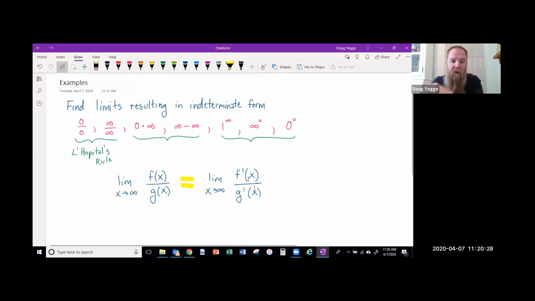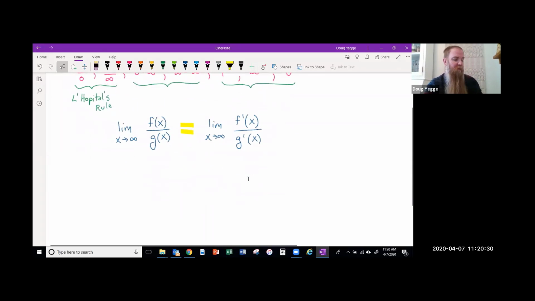So this is a really cool process for L'Hopital's rule. We're just going to start off and do a couple examples now and see how crazy simple this is. Okay, so let's do an example.